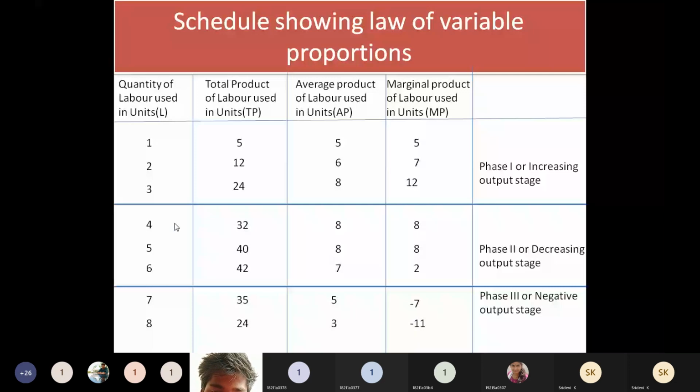Any manager will be looking for phase 1 only. They won't go for phase 2 or phase 3. They don't want to go for phase 2 itself. Why would they go for phase 3? Okay. So if you increase the workers without knowing this, you are going to face these types of phases. To know that, this law of variable proportions is created. Okay. So that means you must be very careful.